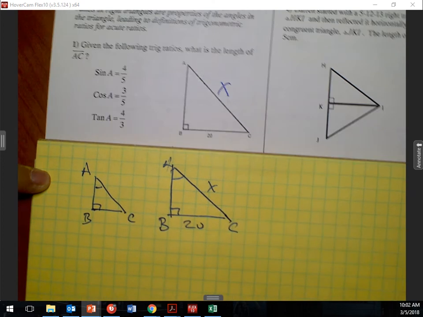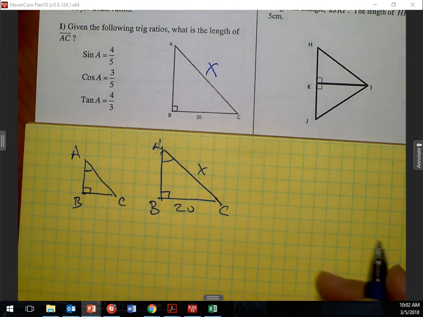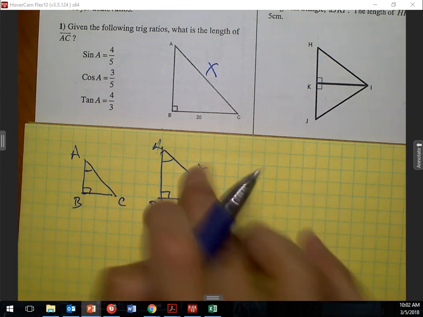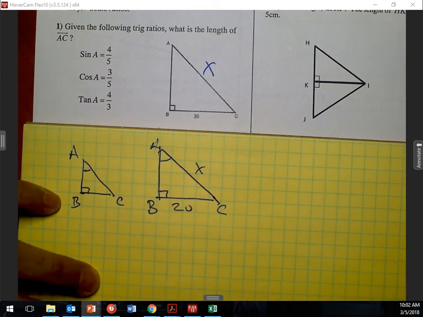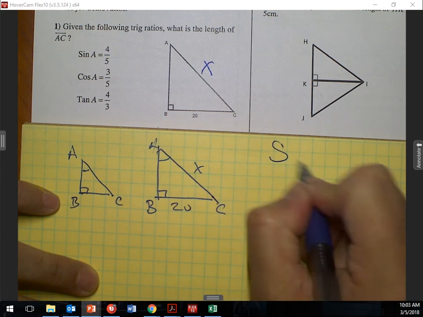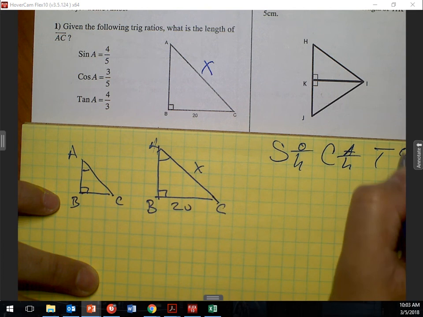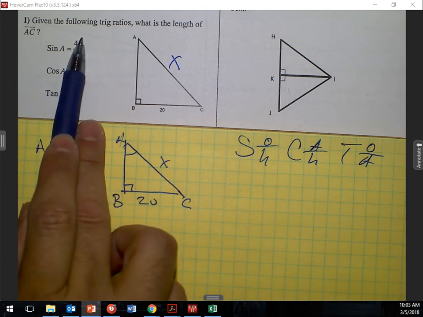So, let's go through. Sine, what do we know sine is? Opposite over hypotenuse. So, whenever I'm doing these problems, are you guys even paying attention? When we're doing these problems, sine, cosine, tangent, what is good to actually start by writing on my paper? There we go, yes, that. So it's going to be SOH CAH TOA.